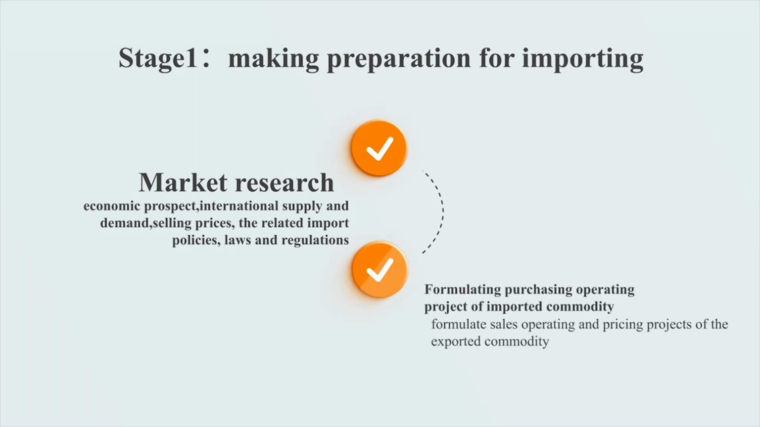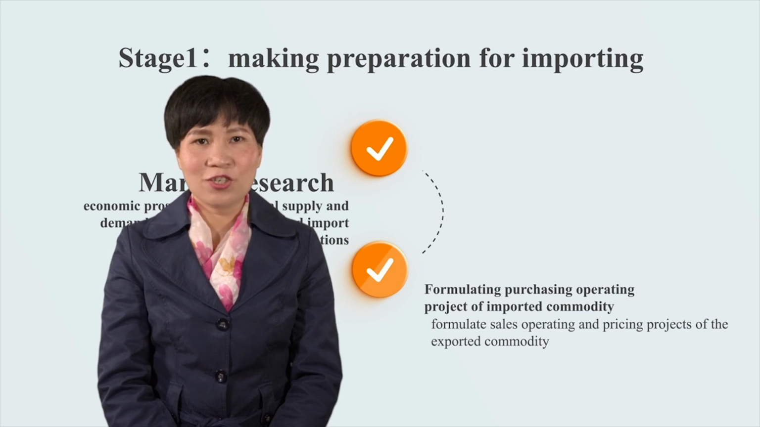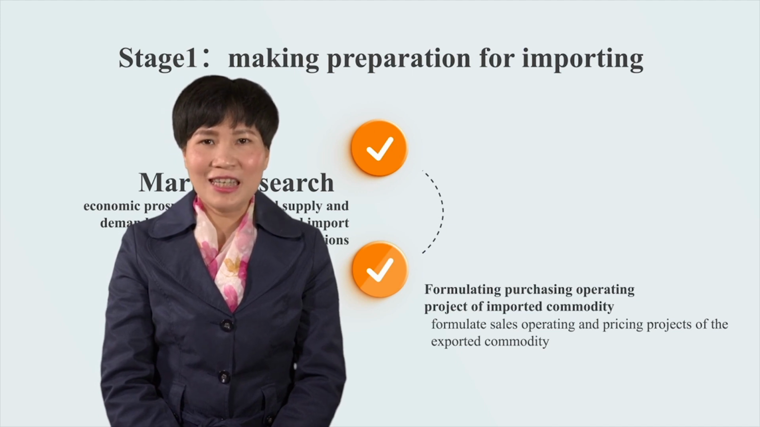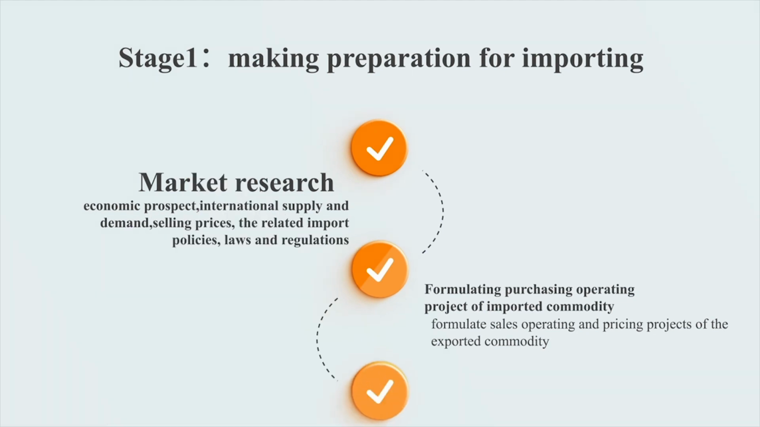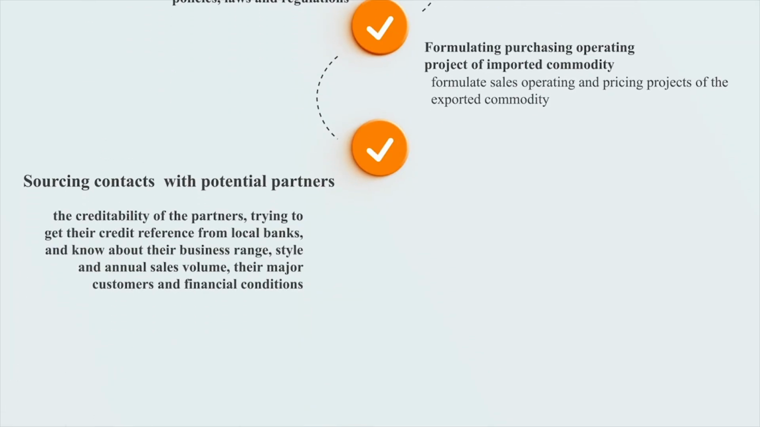Second, formulate purchasing and operating projects of imported commodity, including the selection of purchasing markets and partners, the quantity of commodity, the possible purchasing time, price, trade terms, and transaction conditions, etc., which will be the important basis for future negotiation and import. Third, source contacts with potential partners.